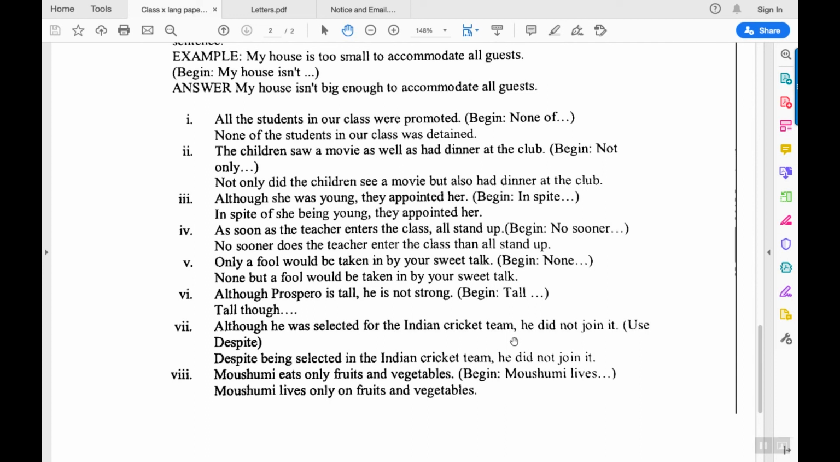Next sentence. Moushumi eats only fruits and vegetables. Begin Moushumi lives. Moushumi lives only, because the word only is there in the sentence, it will be only on fruits and vegetables.